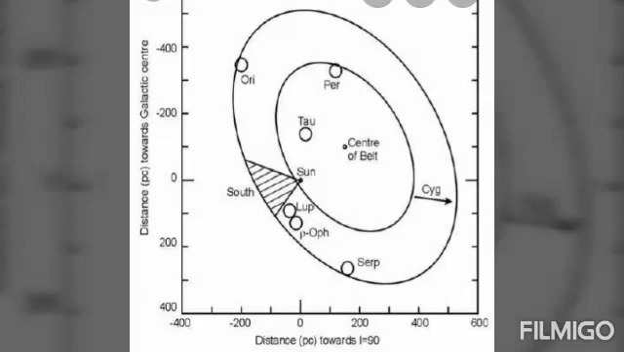Next comes the Gould Belt, which is 3000 light years across. It's a ring of young stars through which our sun is currently traveling.